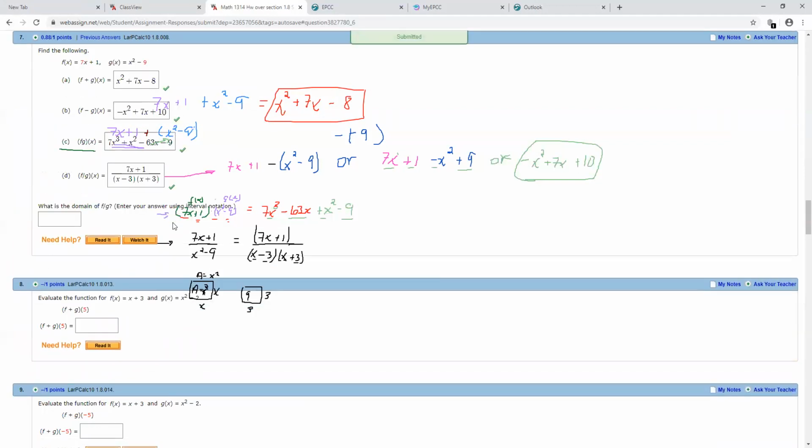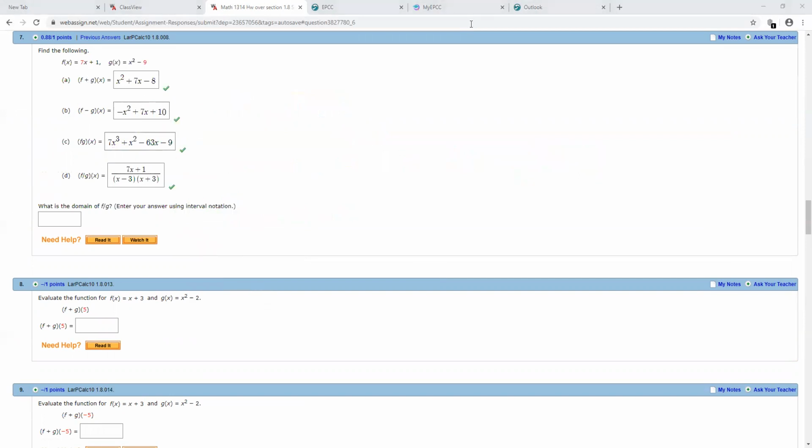Okay, so all of these are correct. Any questions on that, on creating those new functions by using all 4 basic mathematical operations? No, sir. Okay, good. And now this part, the domain.